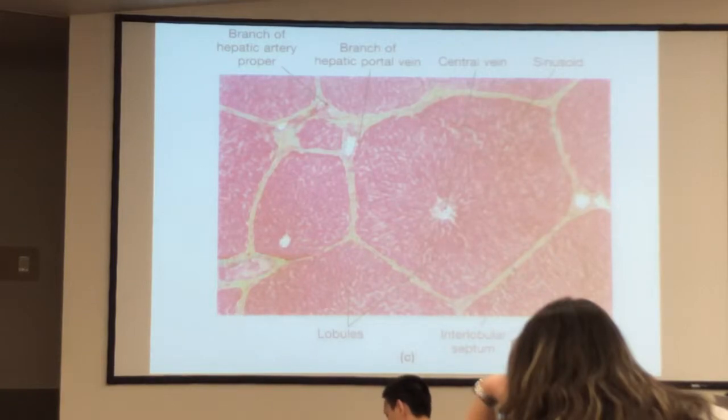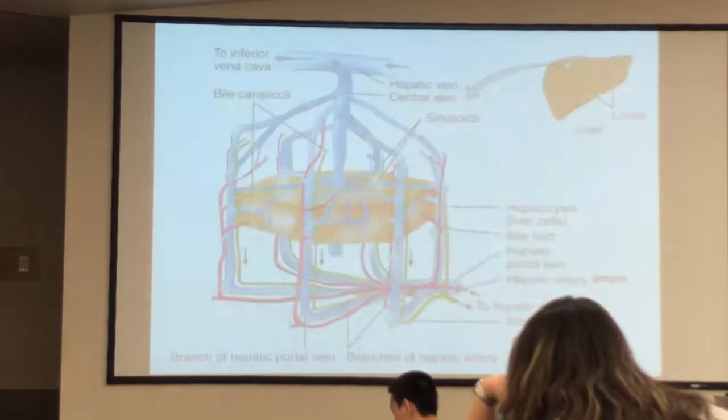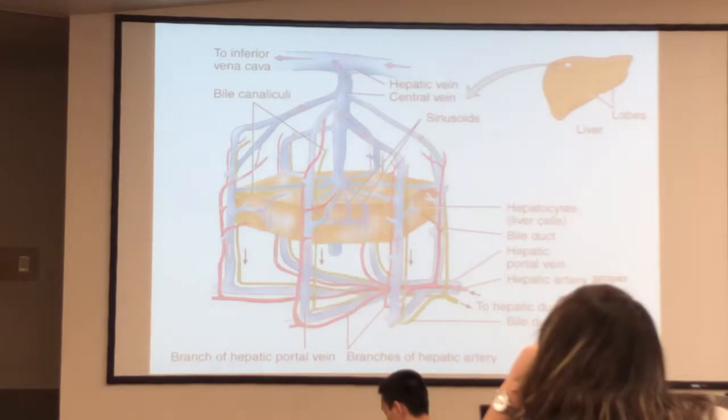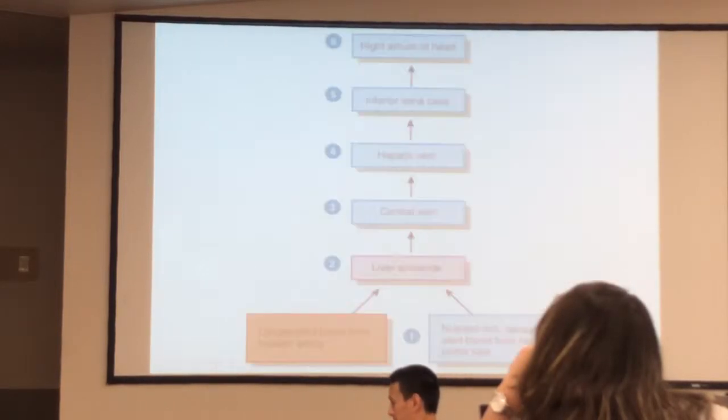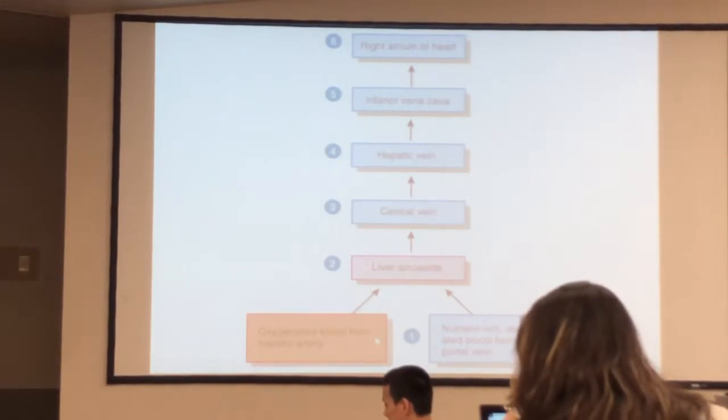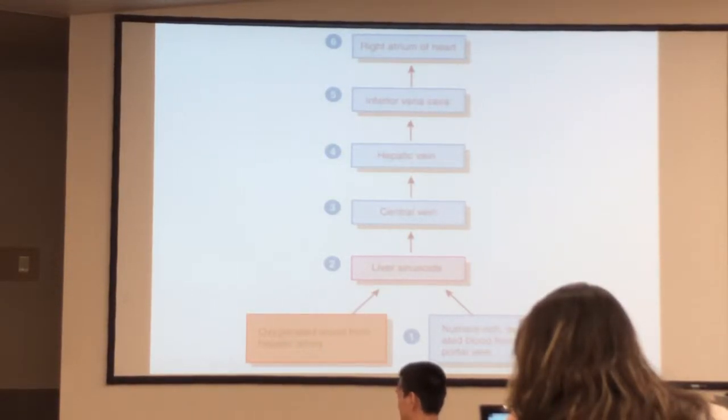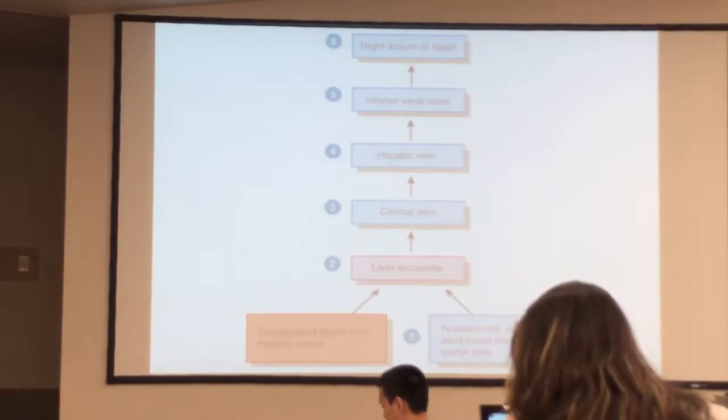Sometimes you cannot see the artery very well. Yeah, six corners, okay? Every part has a hepatic portal vein, the blue one, and hepatic artery. So the blood circulation: nutrients are sent from the hepatic portal vein, oxygen from the hepatic artery, and they go to the capillary sinusoid, then the central vein, which becomes the hepatic vein, then the inferior vena cava to the right atrium.